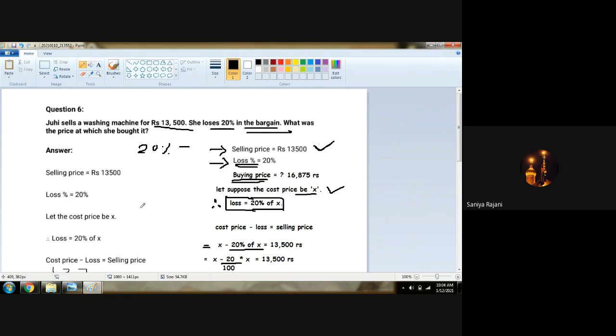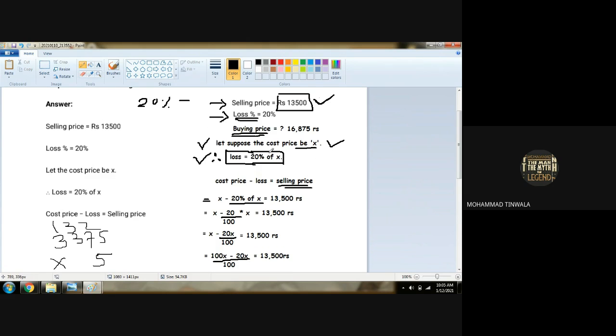Now we got our cost price as X, we got our loss as 20% of X. So cost price minus loss, we get our selling price, and the selling price amount we do have with us. So in the place of cost price, we place X. In the place of loss, we place 20% of X. In the place of selling price, we place the amount given in the question.